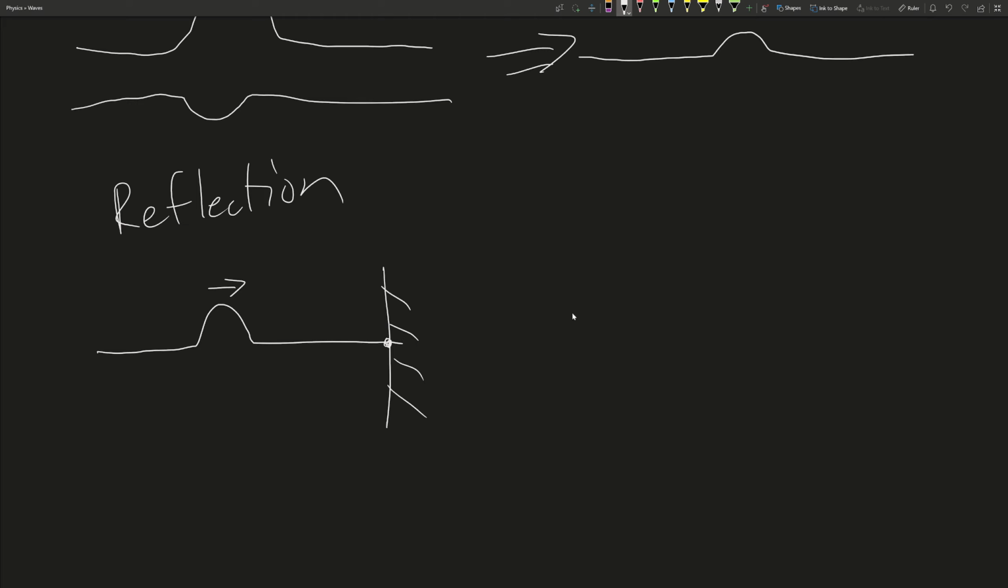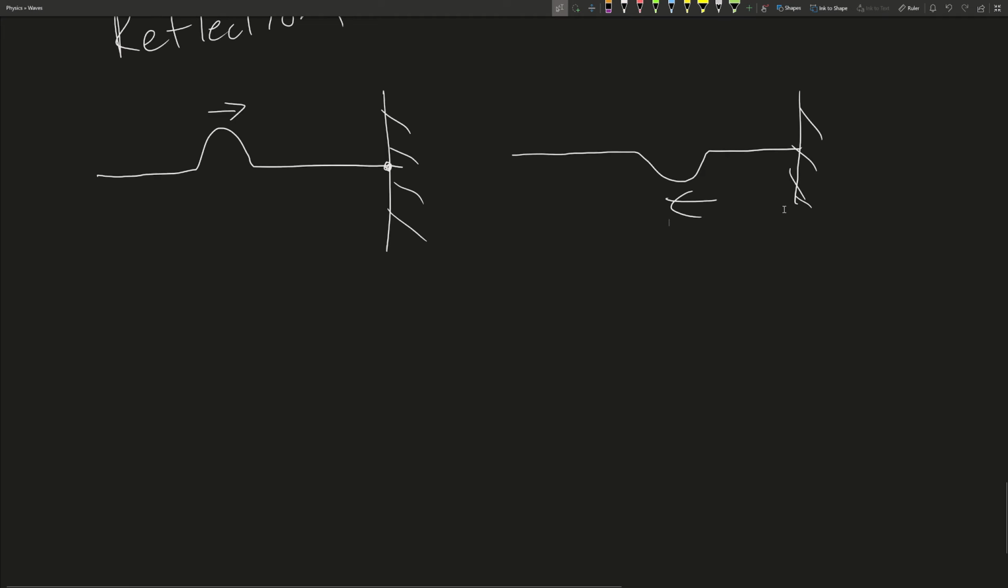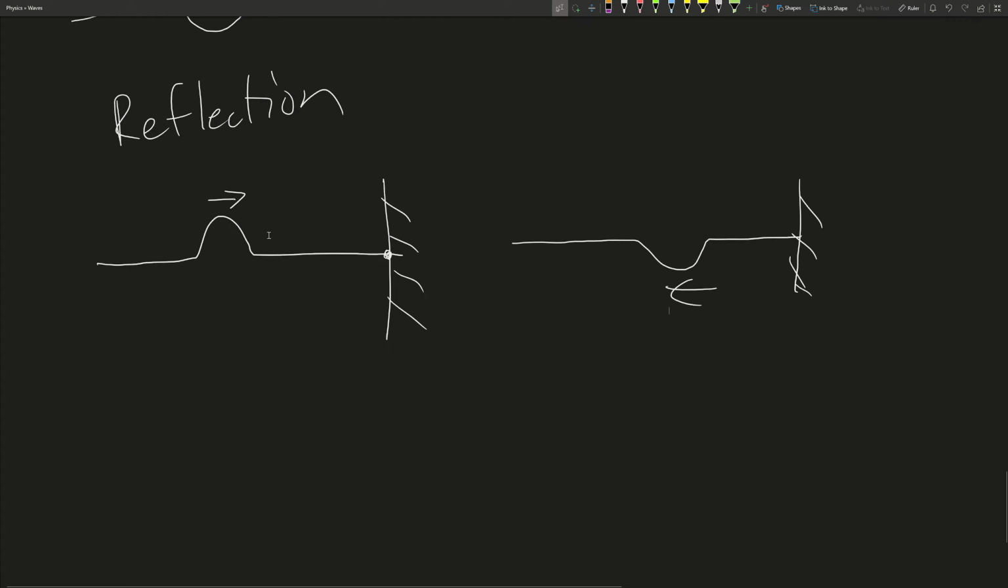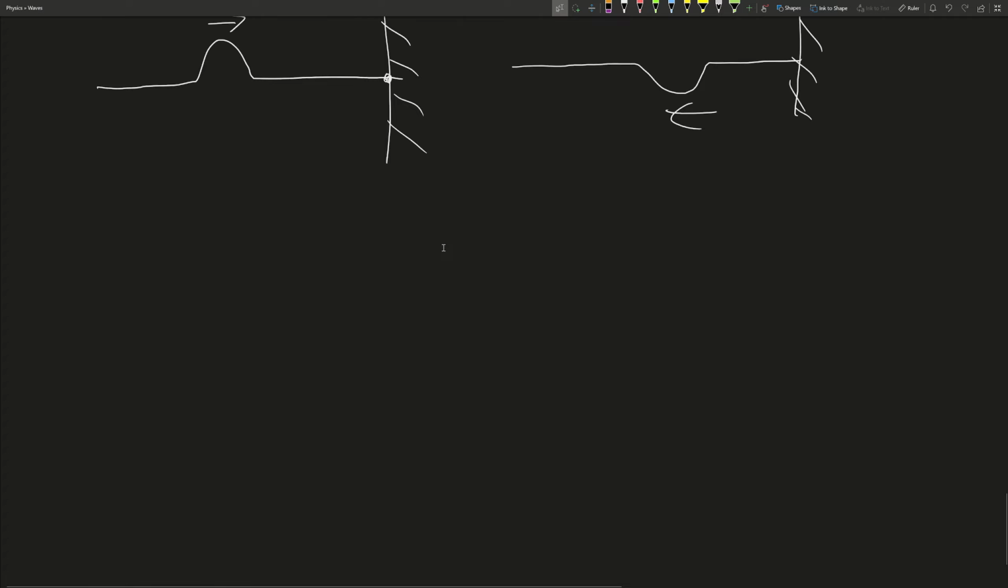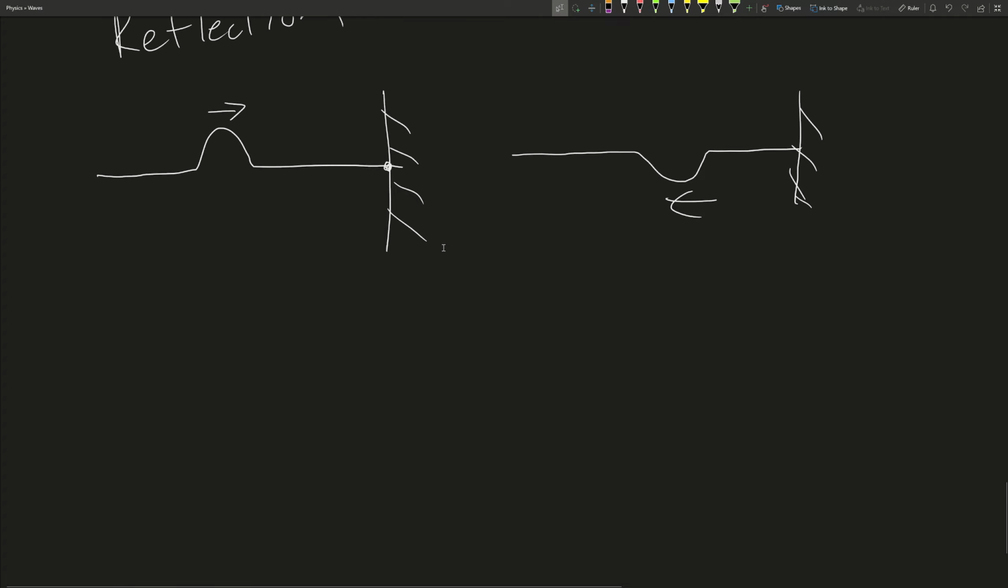But if one end is fixed, then the wave will reflect off the wall and be inverted. And so this wave, after it reflects, will invert. There are some animations online that can show you how this happens. But if one end is fixed, this wave will invert. One application of this is when you have a wave traveling through different mediums.